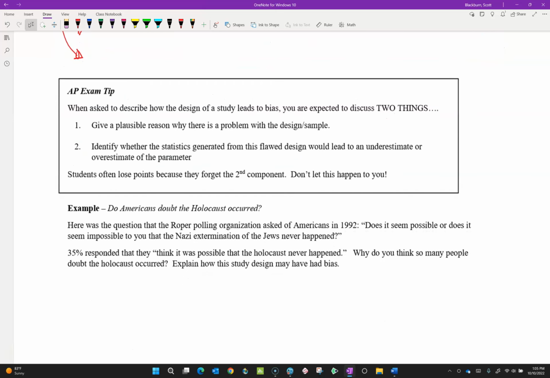Exam tip: if you're asked to describe how a study leads to bias, we expect two things. One, give a plausible reason why there was a problem with the design or the sample. Why is there an issue? And two, and most importantly, identify whether your estimate would be an underestimate or an overestimate of the parameter as a consequence. Two pieces.